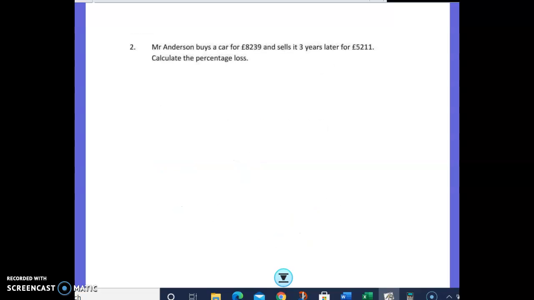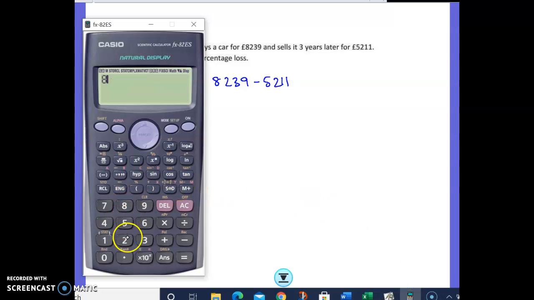Next question, number 2. Mr. Anderson buys a car for £8,239. He sells it 3 years later, £5,211. Calculate the percentage loss. Again, first thing we want to do, calculate the actual loss. So 8,239 take away 5,211 is 3,028.